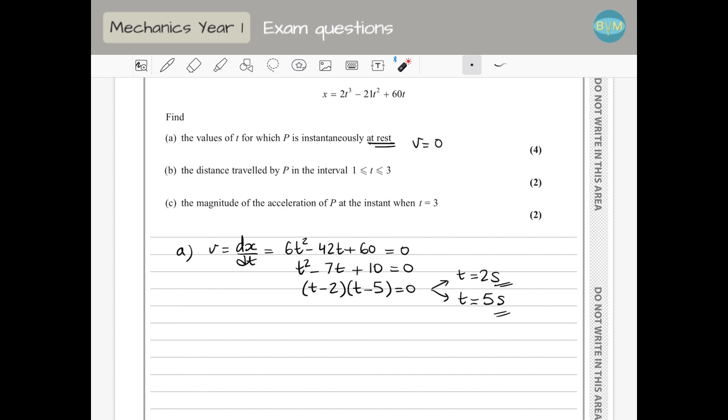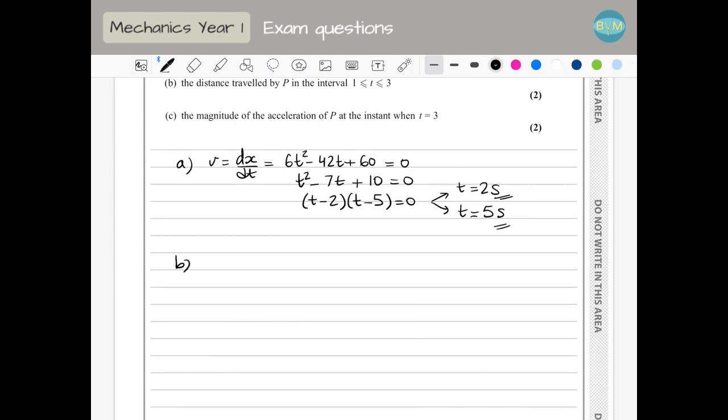Then we have to find the distance traveled by P in the interval 1 to 3. Again, this is a very common question, and usually this is the first part. Why? Because if we have to find the distance, do you remember that if we represent a velocity-time graph, the area between the line and the x-axis is the distance, and that happens when we have straight lines, like constant acceleration or constant velocity, but it happens as well with these types of questions.